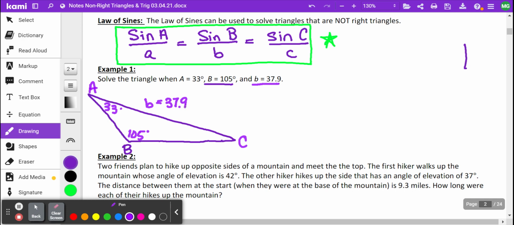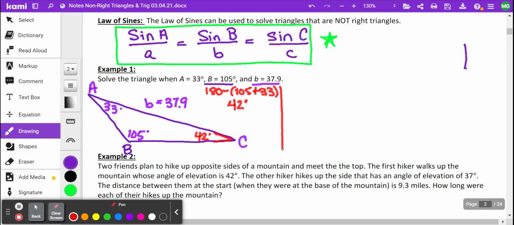Now, the easiest thing to do is to find angle C. All we have to do is take 180 and subtract the sum of the other two angles. So maybe you just do 180 minus 105 minus 33, or however you want to do it. Turns out that angle C is 42 degrees. So that's one out of the three things that we had to solve for.